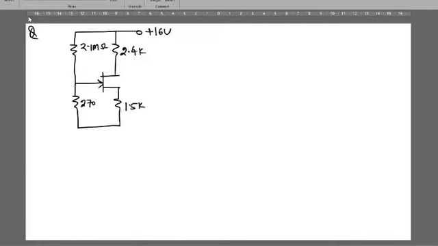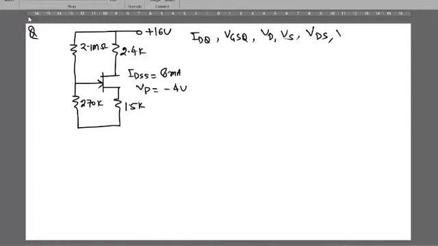Okay, this is like that. And finally, IDSS is given as 8 milliampere and VP is given as minus 4 volt. So you have to calculate the values of IDQ, VGSQ, VD, VS, VDS and VDG. Okay, you have to calculate these values.